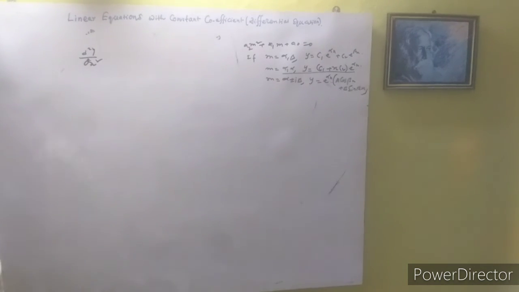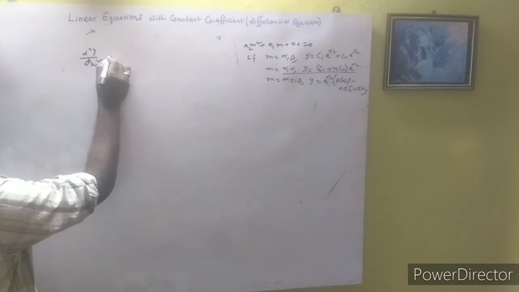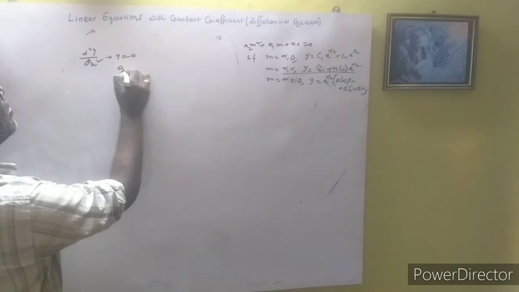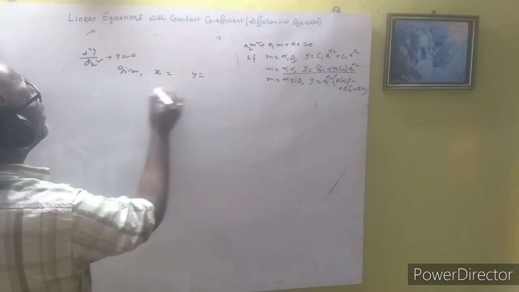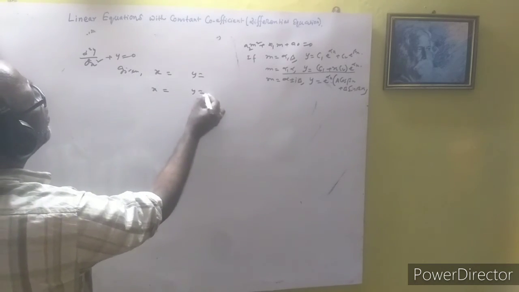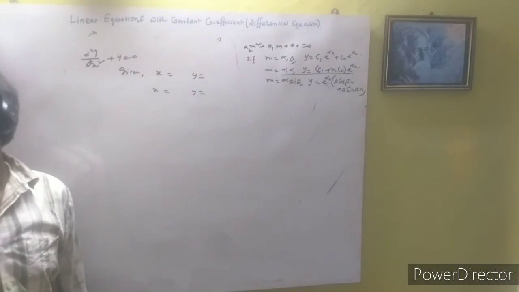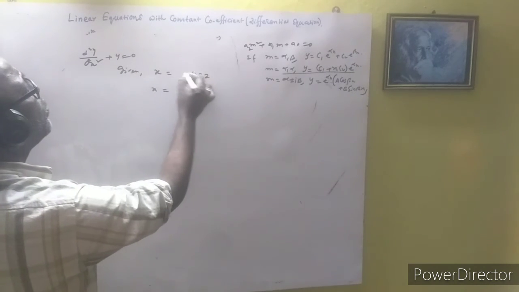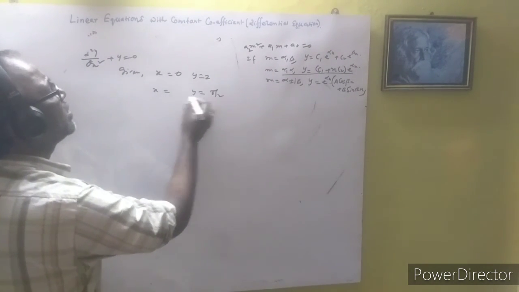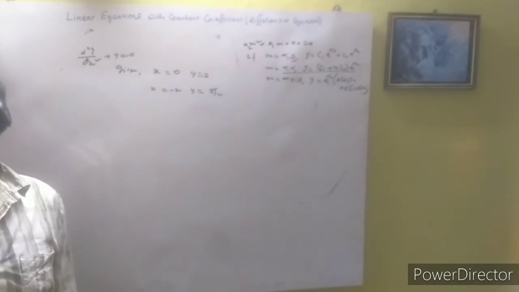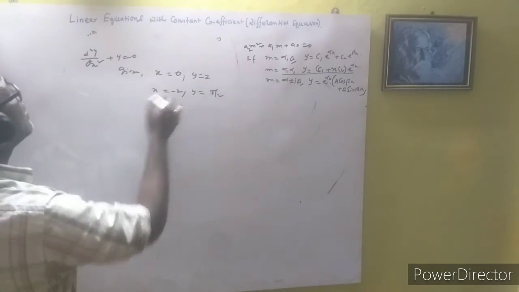This is here, okay, plus y equal to 0, and given x equal to 0 and y equal to 2, and x equal to pi by 2 and y equal to minus 2. What is the value here? 2 and 0. This is 2 and 0 here, and pi by 2, and this is minus 2 here. Okay, then find the solution.